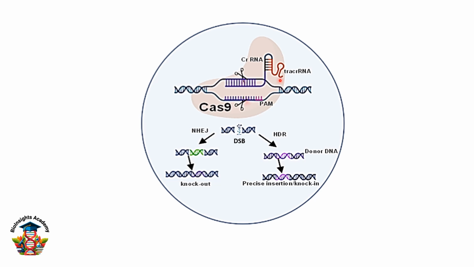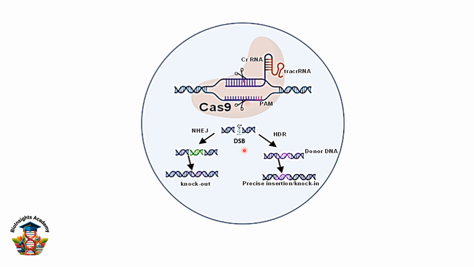Once the Cas9 sgRNA complex locates the target DNA sequence adjacent to the PAM, Cas9 induces a double-strand break in the DNA at a specific location within the target sequence. Actually, Cas9 has two nuclease domains, RuvC, which cuts the complementary strand, and HNH, which cuts the non-complementary strand of the DNA, resulting in a DSB, or double-strand break.